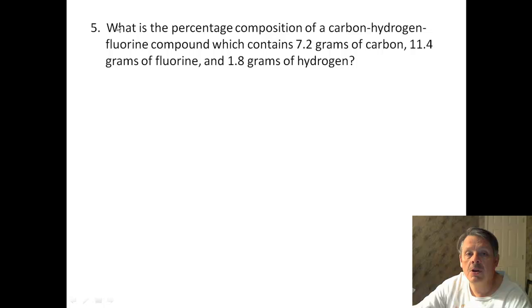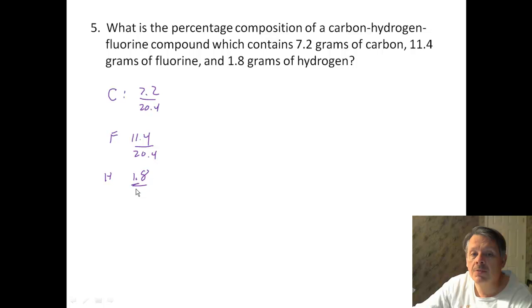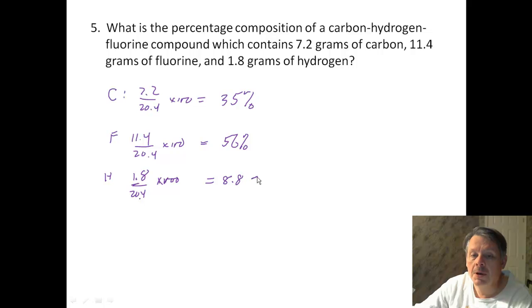All right, let's keep going. We have a carbon-hydrogen-fluorine compound, so I'm going to have to do this 3 times. I have carbon, which is 7.2 grams, and fluorine, which is 11.4 grams, and hydrogen, which is 1.8 grams, and I have to divide this by the total. When I add those 3 numbers together, the total comes out to be 20.4. I multiply by 100, and that gives me, yes, I did that right. Sorry, I'm looking at my notes. This is 35%, and this one is 56%, and this one is 8.8%, or about 9%. Okay, and then they add up to 100%.